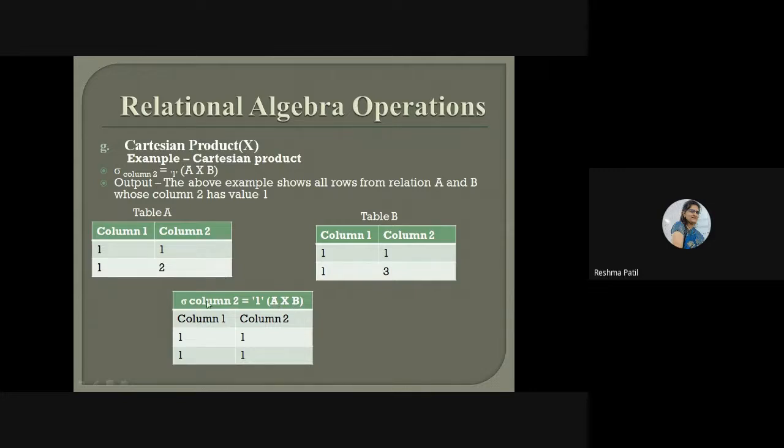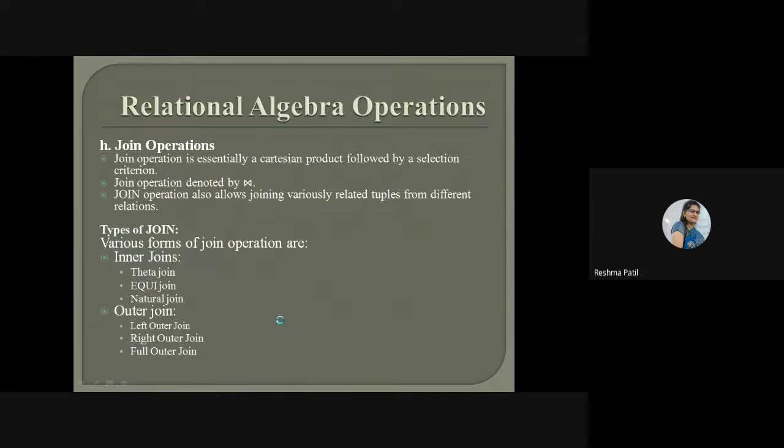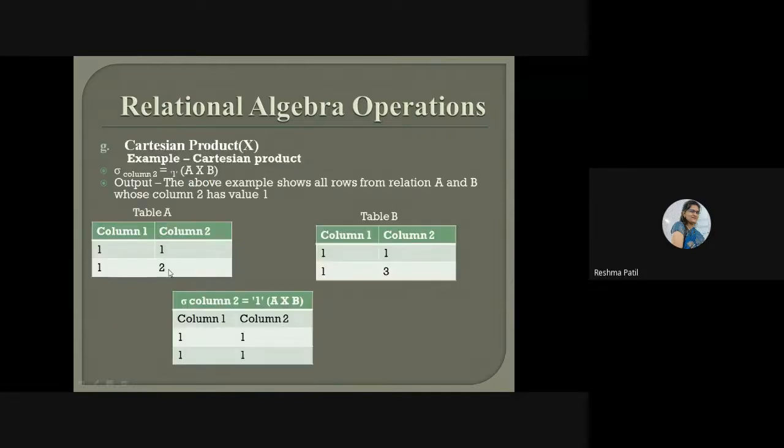But here we have written some condition. What do we have to do? Select where column 2 is equal to 1. That value we have to select. So here only one row has column 2 equal to 1 in table A, so that is printed here. The same, column 2 equal to 1, is here in table B, so this row is also going to print in the final result. So this is the result of the Cartesian product.